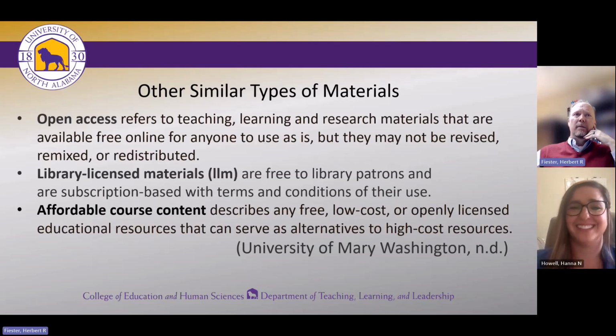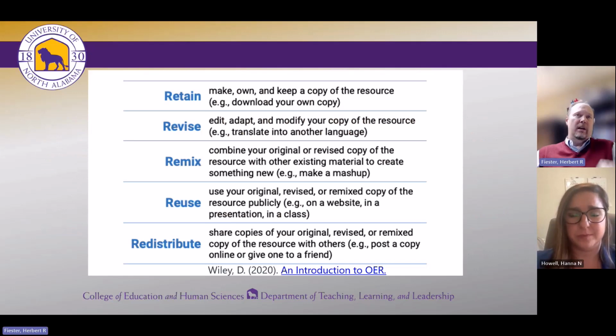Thank you. Okay. I mentioned on a previous slide talking a little bit about the 5 R's, and that was one part of the definition of what OER is. And so anything that's OER, you have the ability to retain, revise, remix, reuse, or redistribute. That's any resource that's classified as OER. To retain, you can make, own, and keep a copy of the resource. In the revised category, edit, adapt, and modify your copy of the resource.